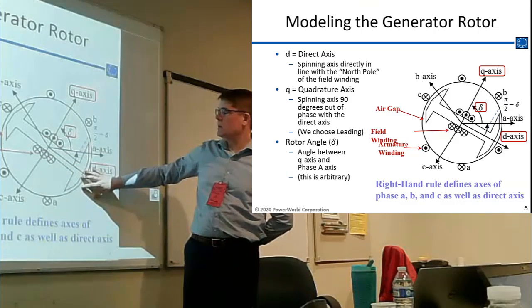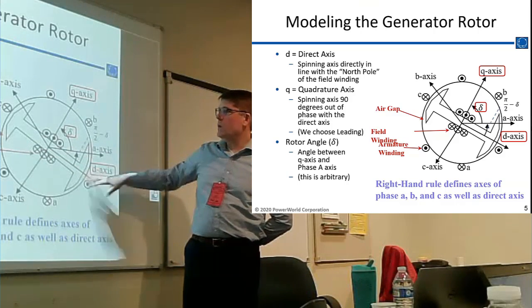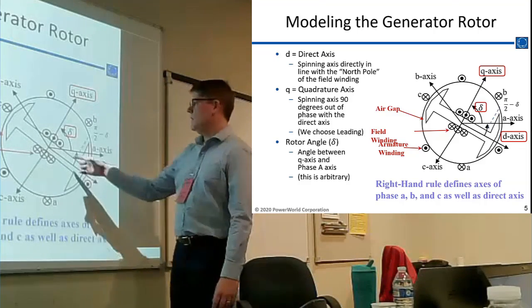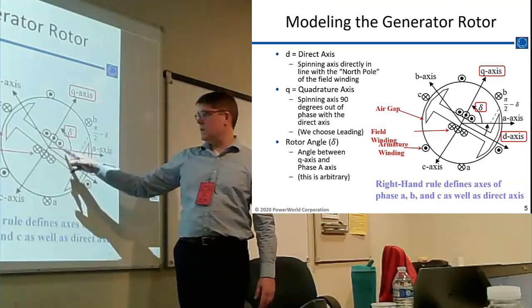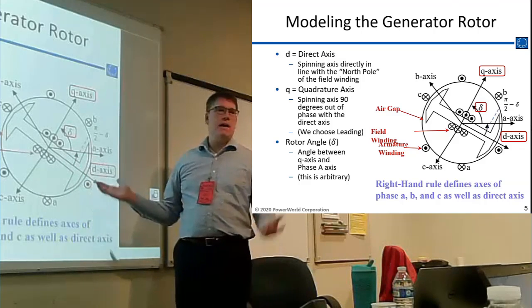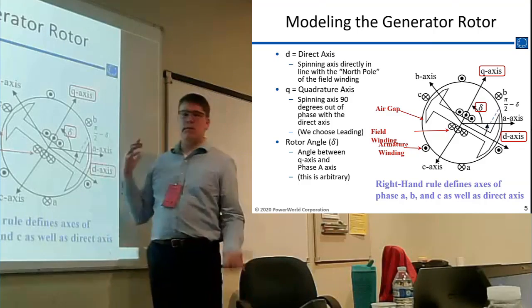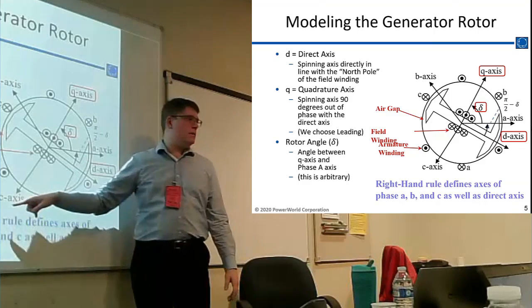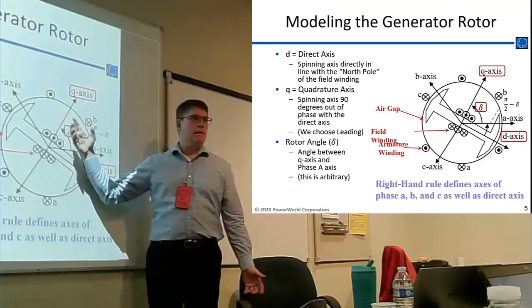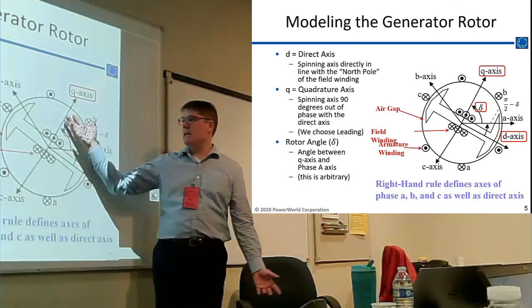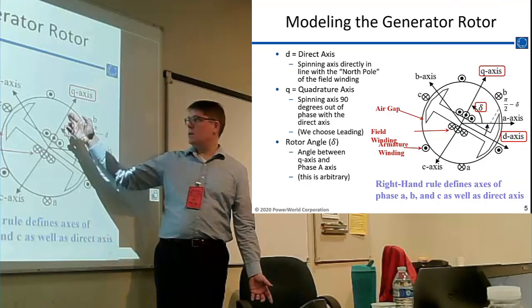All right, we then need to choose some other things. The Q-axis is chosen as being 90 degrees out of phase with the D-axis. So then we have to make a choice. Do we make it behind, or do we make it in front? Leading, lagging is what people like to use as the term. So we're going to use leading, and we're going to put the Q-axis in front of that. That is an arbitrary choice.